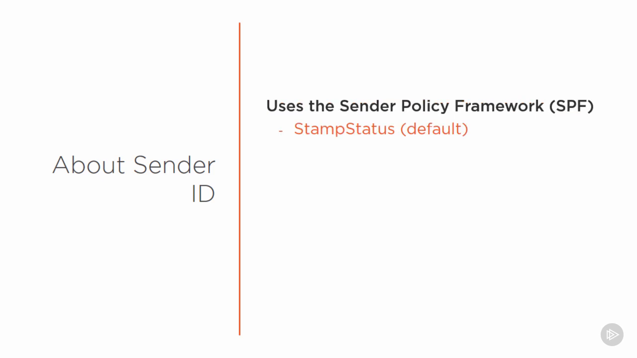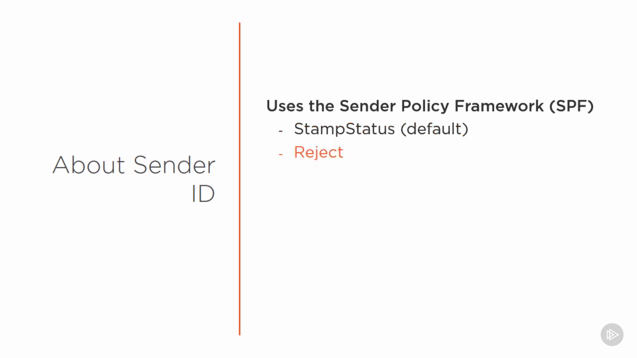Next, let's look at sender ID. Sender ID uses the sender policy framework that we've already looked at in this module. Sender ID is enabled, so SPF lookups are being performed by the server, but the default action is to stamp status. In other words, Exchange will not reject email even if it fails an SPF lookup. Instead, it will just stamp the status that the SPF lookup failed in the message headers and then continue to allow it through. The message may be blocked by one of the other anti-spam agents, but sender ID is not going to make that decision.